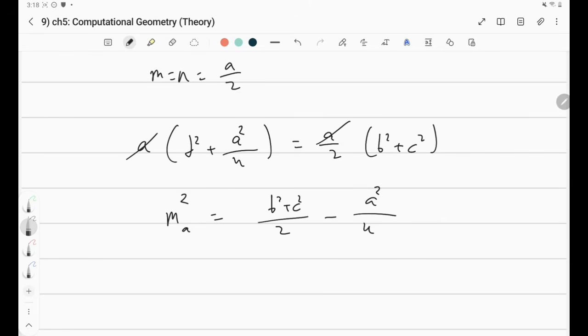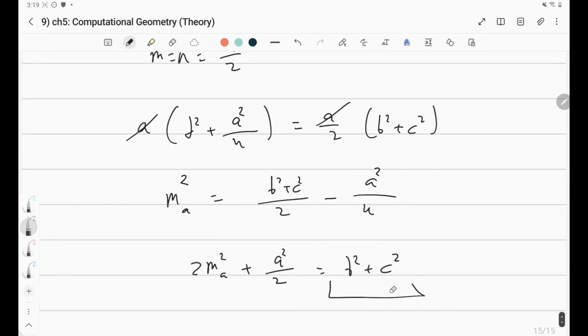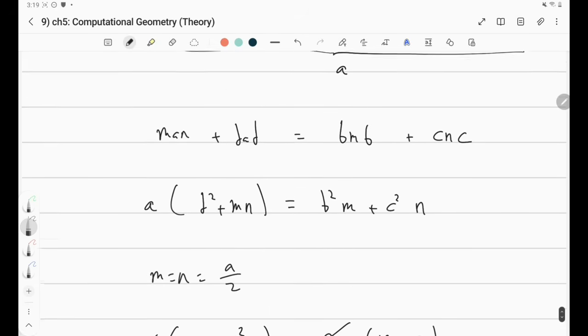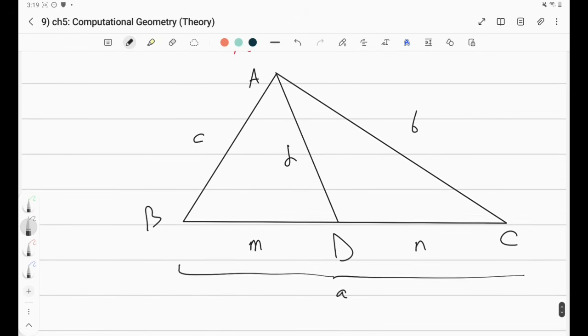For me, I prefer to multiply by 2 and move it to the other side. So I actually memorize it like this: 2 M_A squared plus A squared over 2 is equal to B squared plus C squared. Here you have M_A and you have A. So A you divide by 2, M you multiply by 2. Anyway, you can just apply Stewart's theorem whenever you forget this. Yeah, so that was Stewart's theorem.